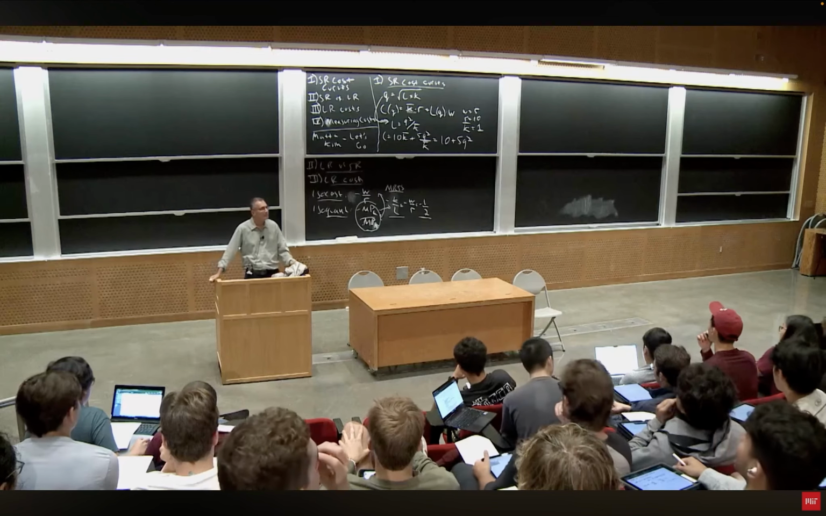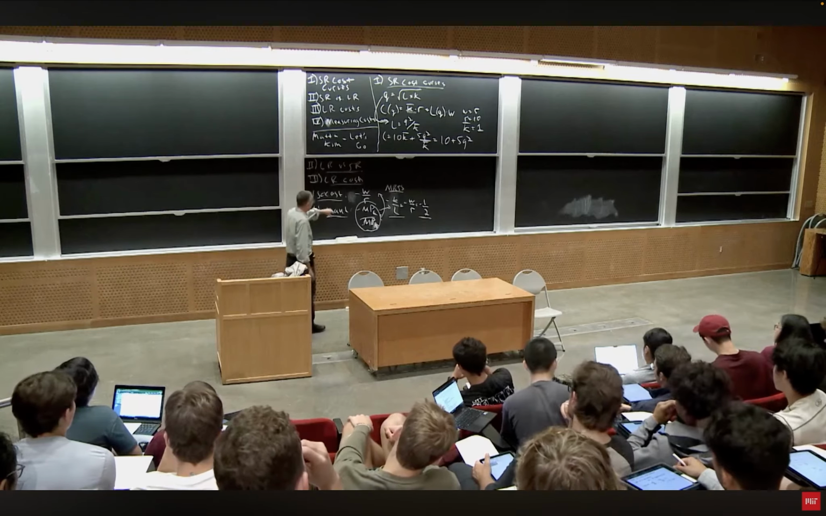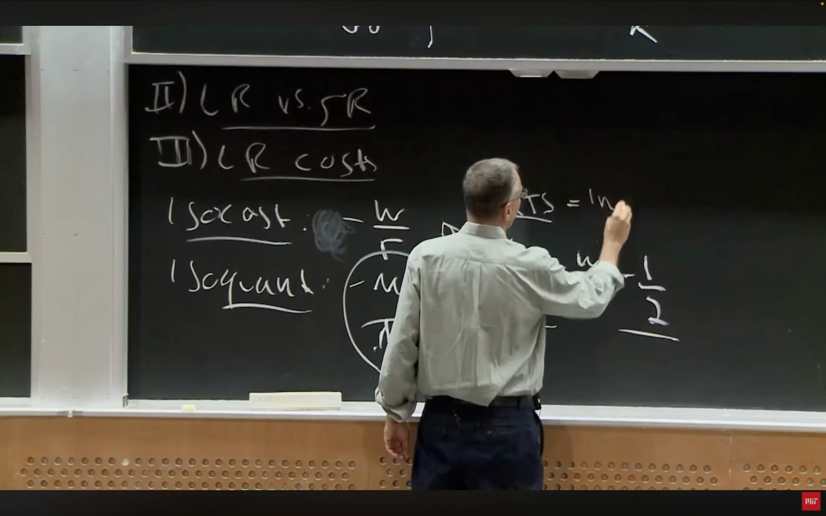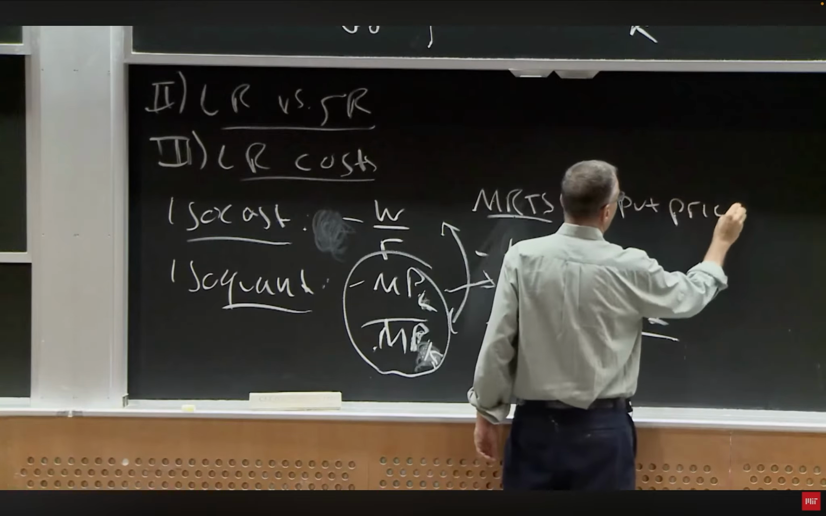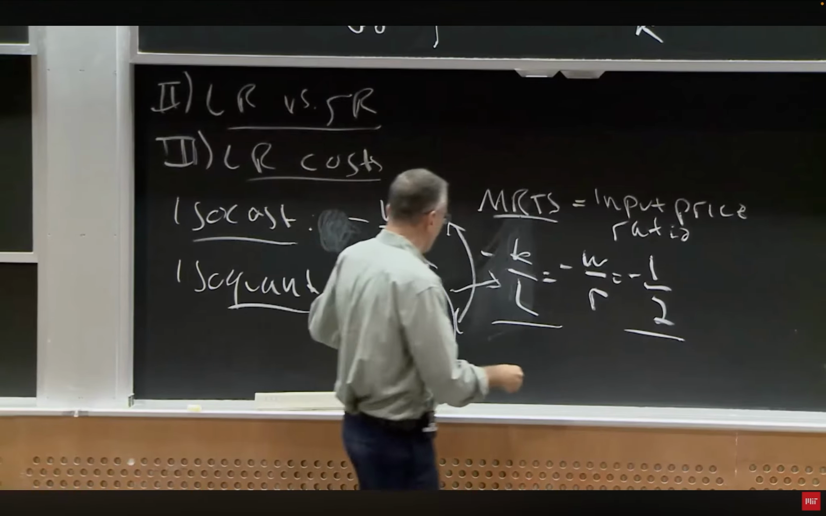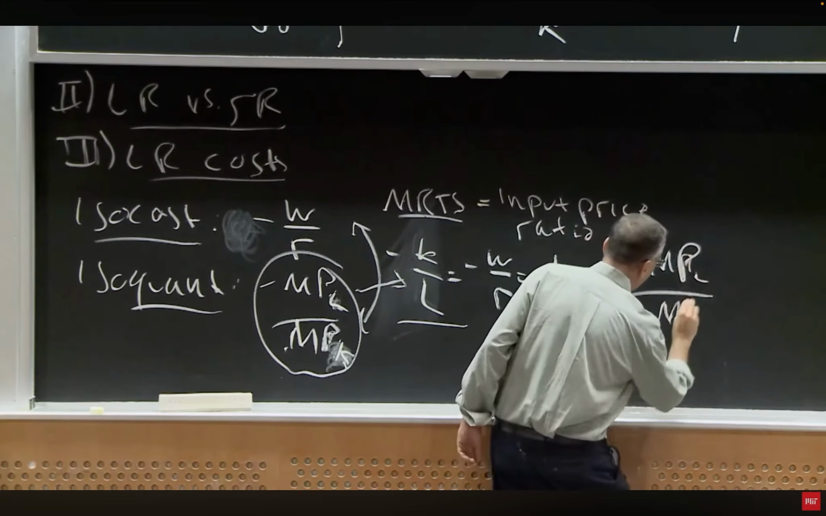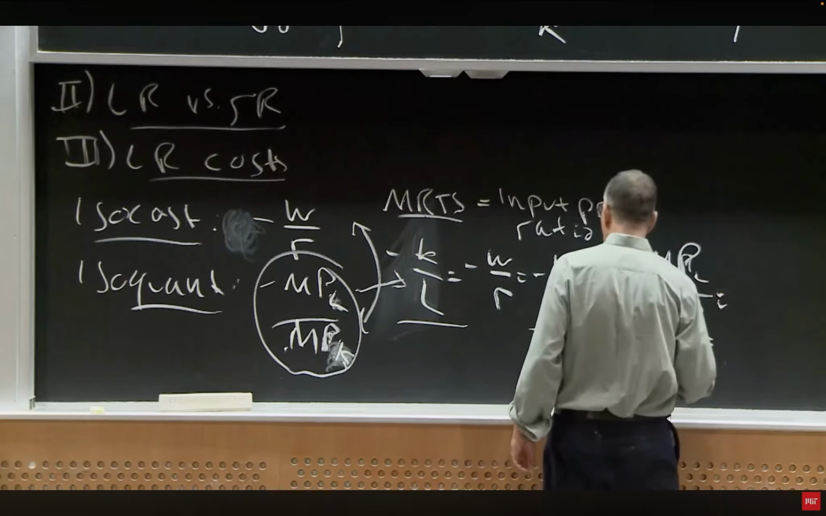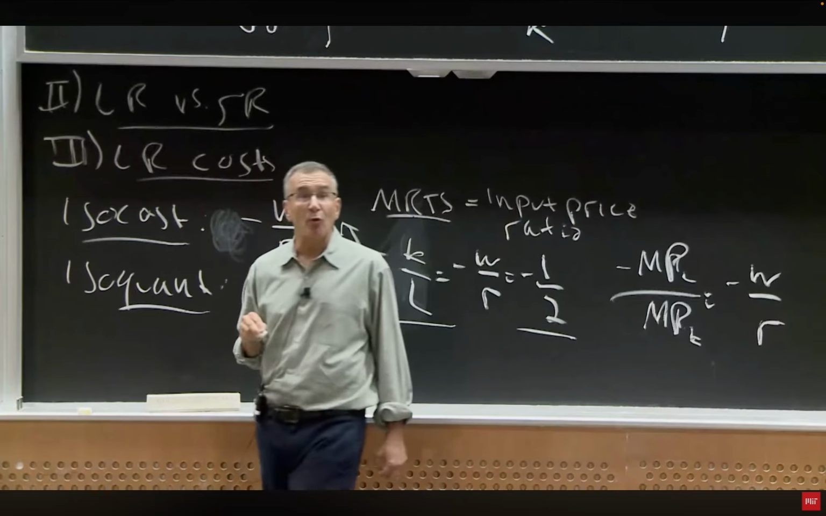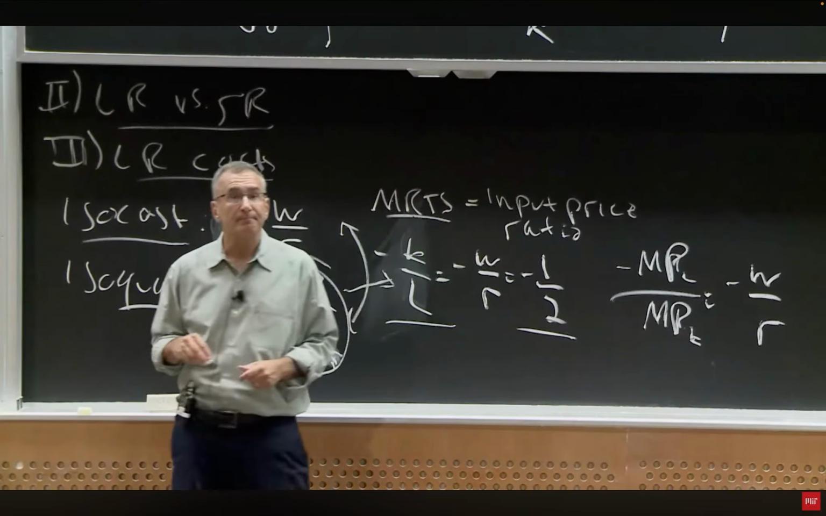Yeah, go ahead. Is K over L equal to the MRTS only for this situation? For this example, yes. The general formula is that the MRTS equals the input price ratio. So the general formula is you set minus MPL over MPK equal to minus W over R. In our particular case, that amounts to K over L equals a half.